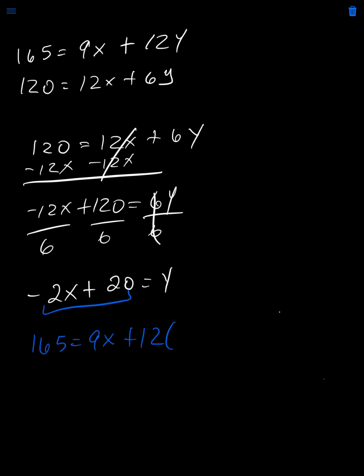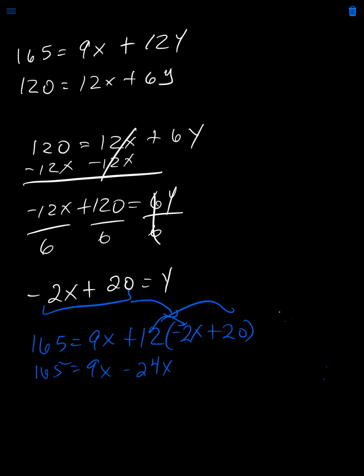I'm going to use a different color. So I'm going to do 165 is equal to 9x plus 12. I'm going to be plugging this in here. So that becomes negative 2x plus 20. Oh, no, not equals y. I'm sorry, that's a mistake. There we go, that's much better.